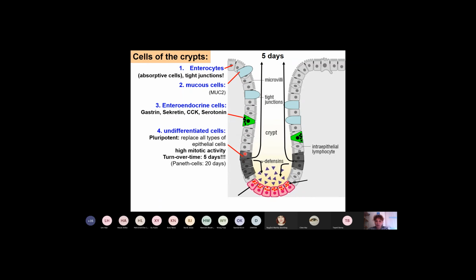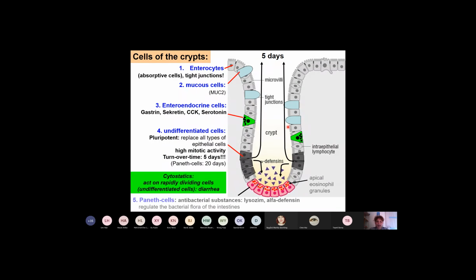Undifferentiated cells are also present, and from these cells, not only the glandular cells, but also the surface epithelial cells will be replaced. And these are cells which are dividing, so they have a very high mitotic activity. Every 5 days the surface epithelium is actually replaced. And clinically this is also important because cytostatics act normally on intensively dividing cells, and that's why a side effect of this treatment can be diarrhea, when the epithelium of the gut is destroyed. And the fifth cell type are the Paneth cells I mentioned before.